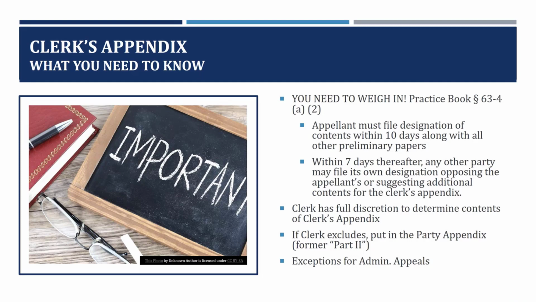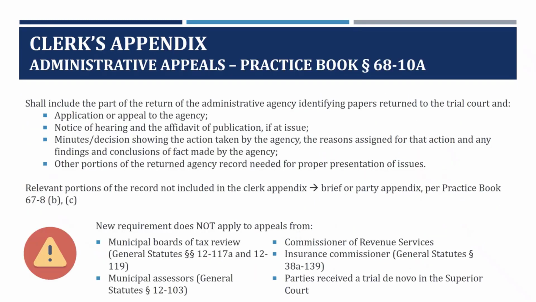If we don't include something in the appendix that you think is important to have in the appendix, you are free to put it in your party appendix with some limitations. Of course, you can put whatever you want from the court file in there, and it should not be a problem. There are exceptions for admin appeals, and I don't want to get too involved in those because some of the admin appeals go to the trial court first, and then we get them. So I don't want you to worry about that too much.